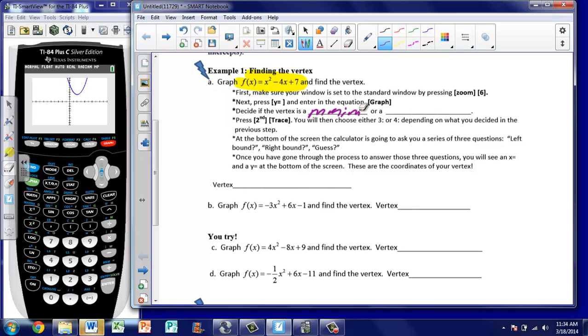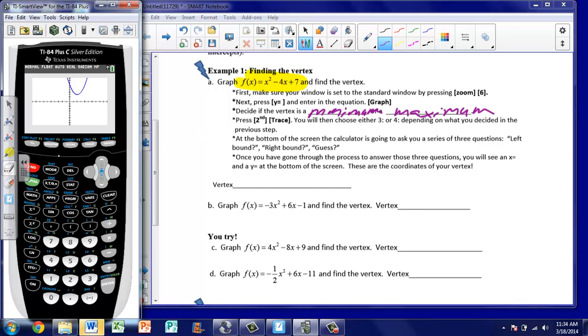Minimum or is it a maximum? Because it says you will choose either 3 or 4 depending on what you decided in the previous step. So in the next step, we need to know. If I look at this one, it's the lowest point on our parabola, so we know that this is a minimum. So now going back, it says press second trace.